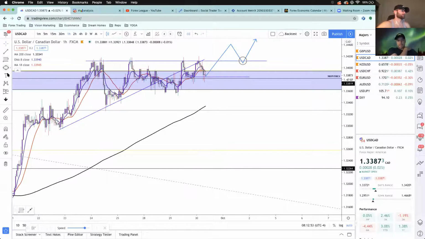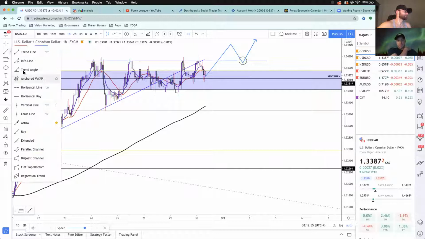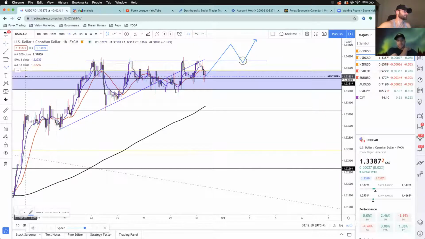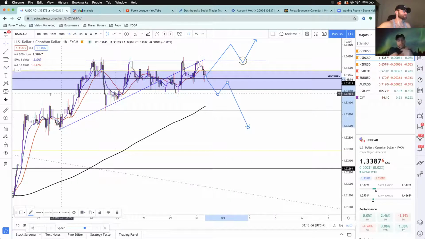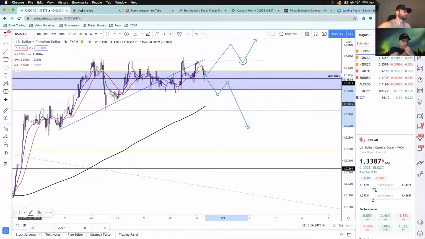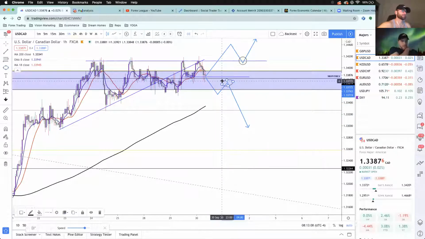On UCAD, to the flip side, if this thing does start to continue to break this level right here, this is when we're going to look for sells. Right there. So if this breaks support right here, finds resistance right there, then we're going to look to short the market right there. So again, any questions, guys, put in the chat.